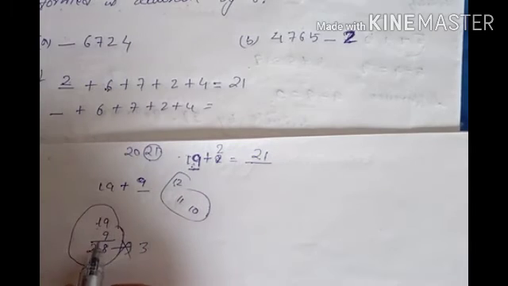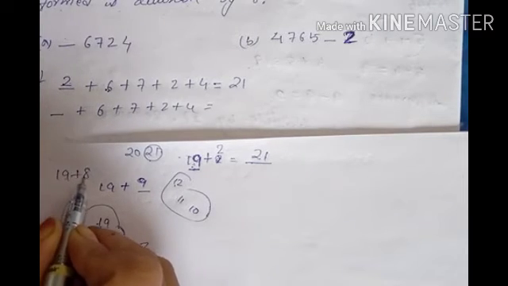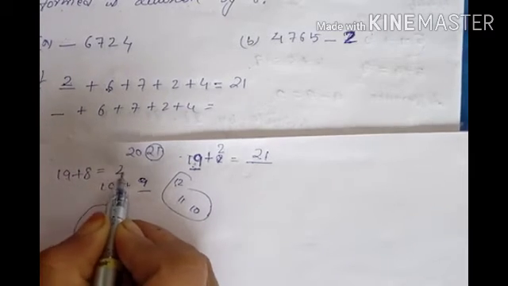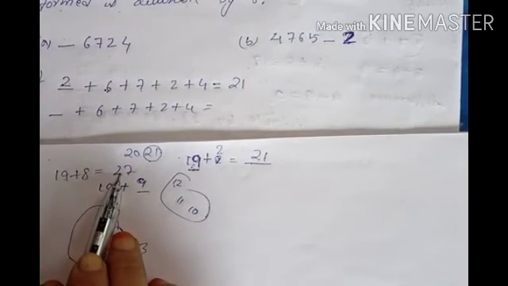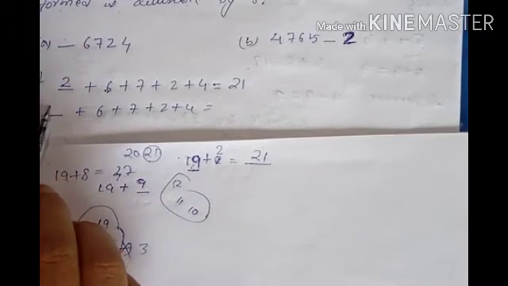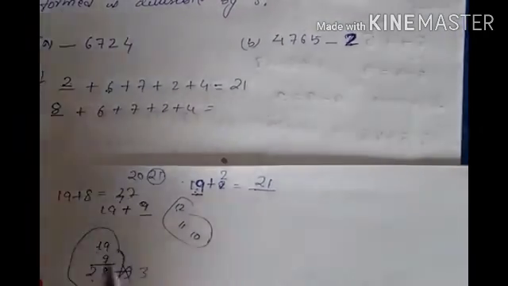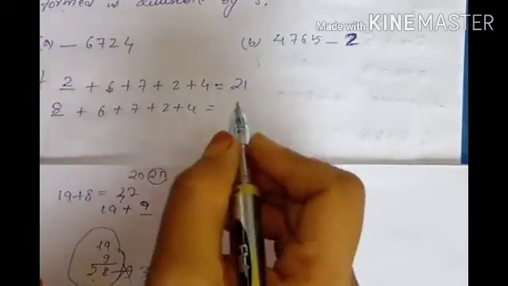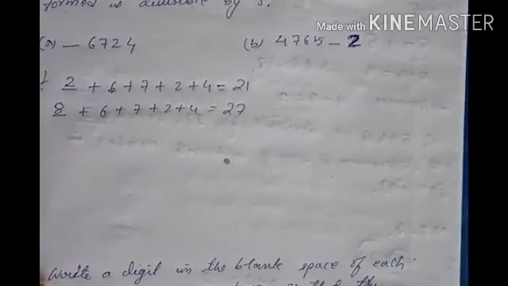So you cannot add 9. If you add 8, now 19 plus 8 is 27, isn't it? Now is 27 divisible by 3 or not? Yes, 27 is divisible by 3. So the greatest number you can put in this blank is 8. Now 8 plus 6 plus 7 plus 2 plus 4 is 27, and 27 is divisible by 3.